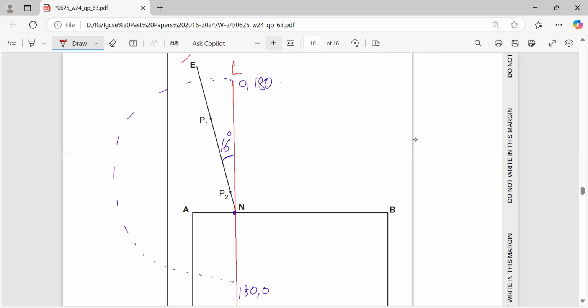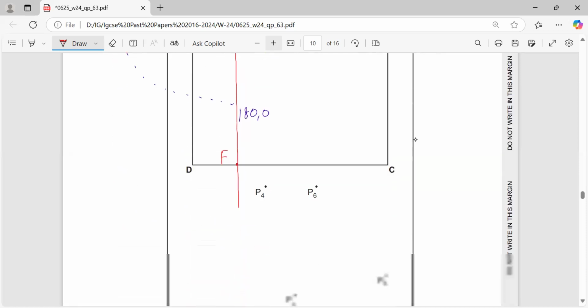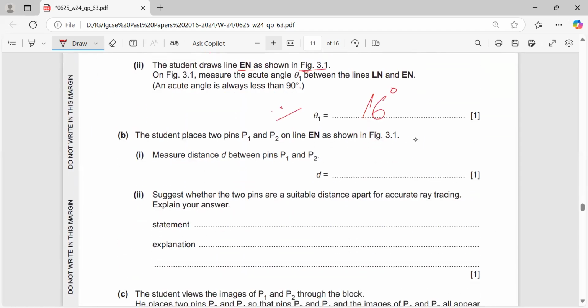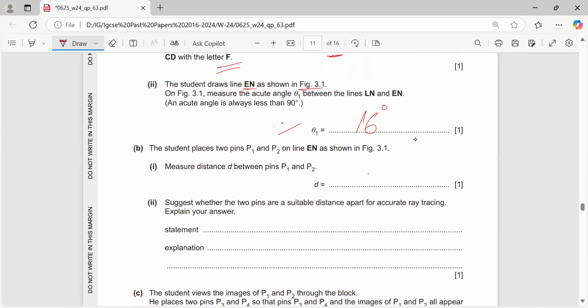So now when I'm measuring this length, my dear friends, it is coming to almost 3.6, and don't forget to write the unit, which is centimeters.